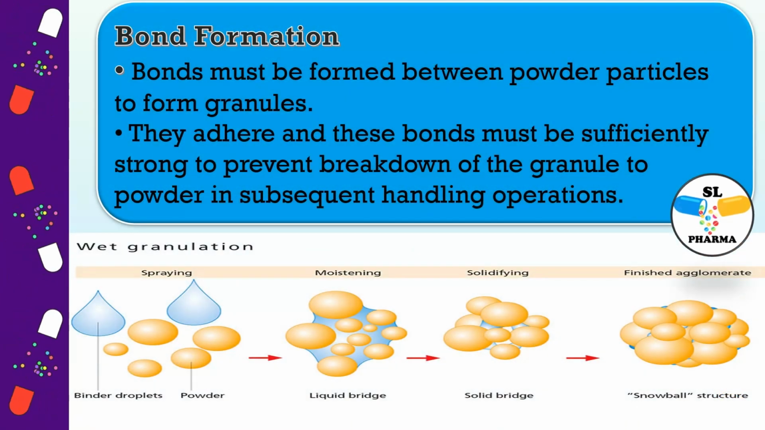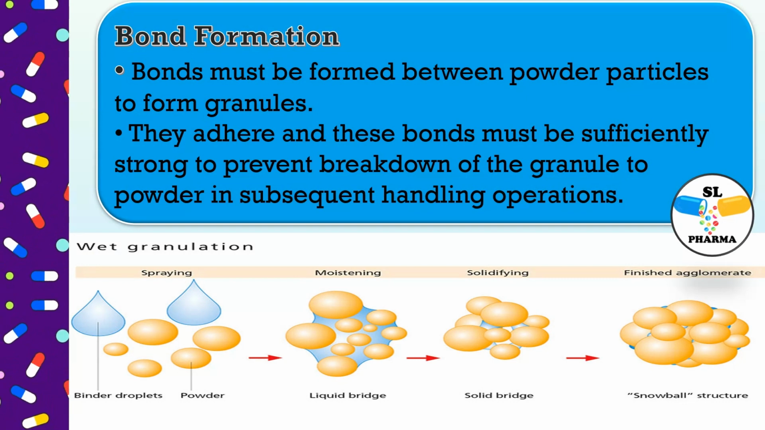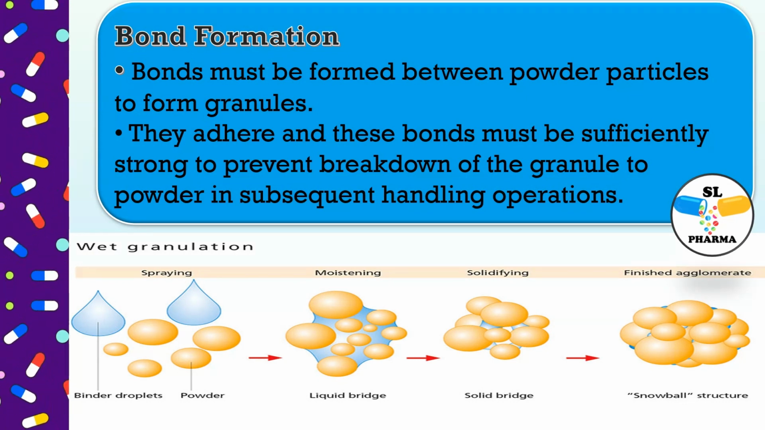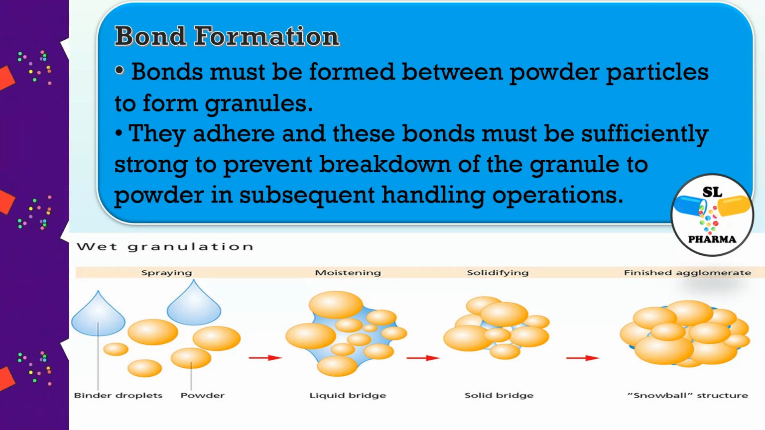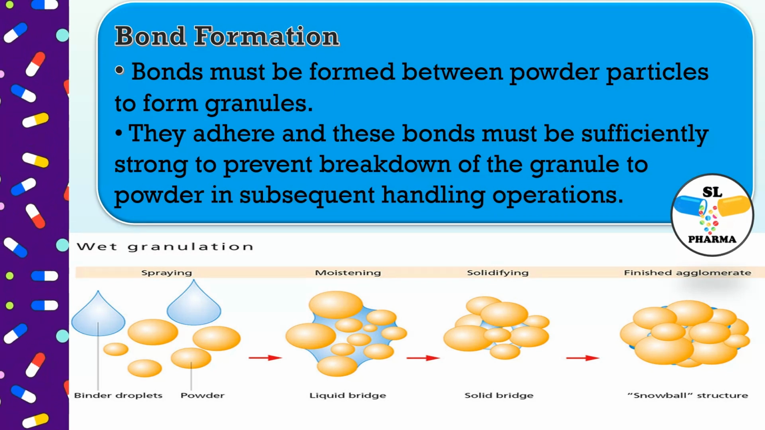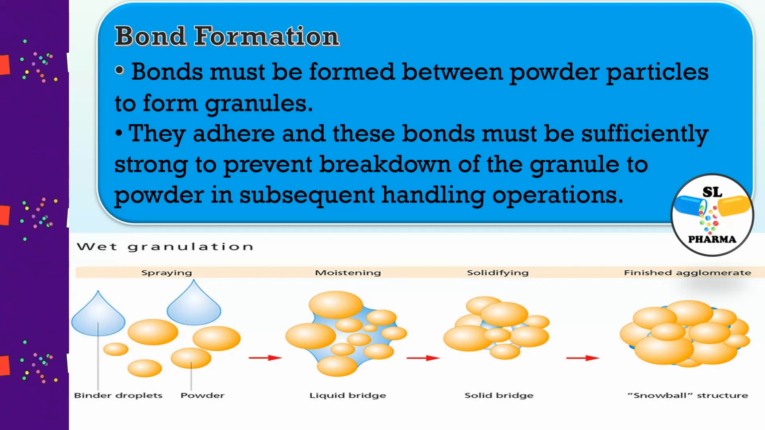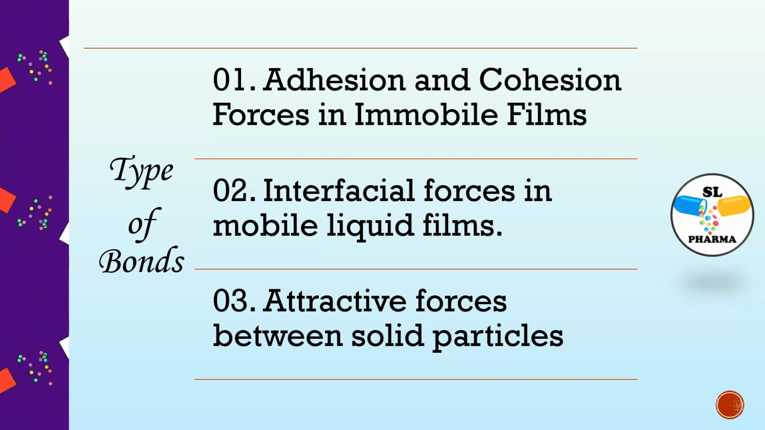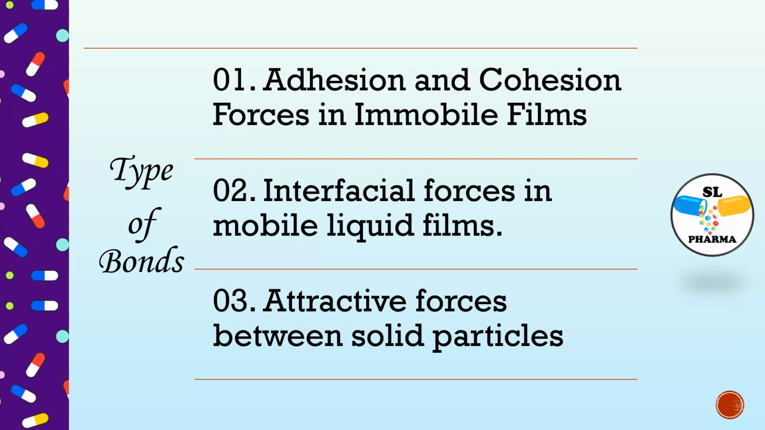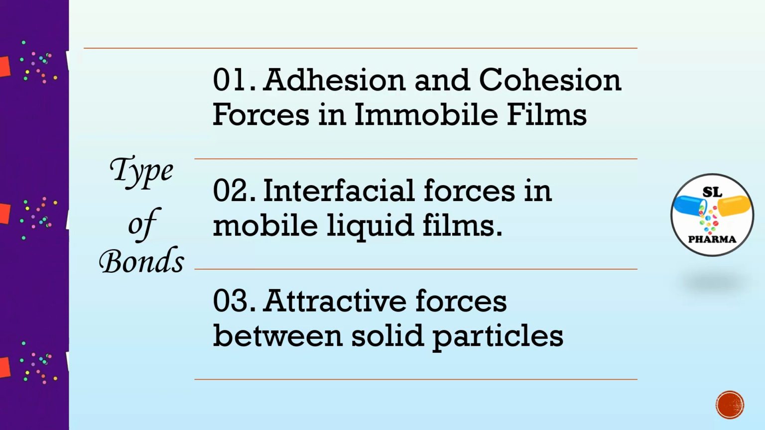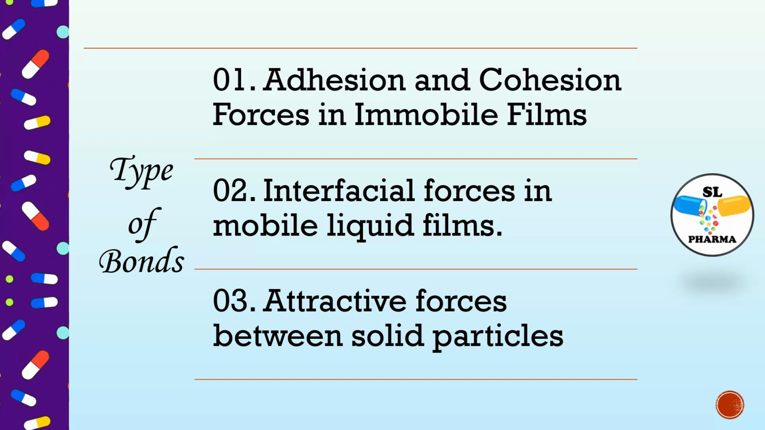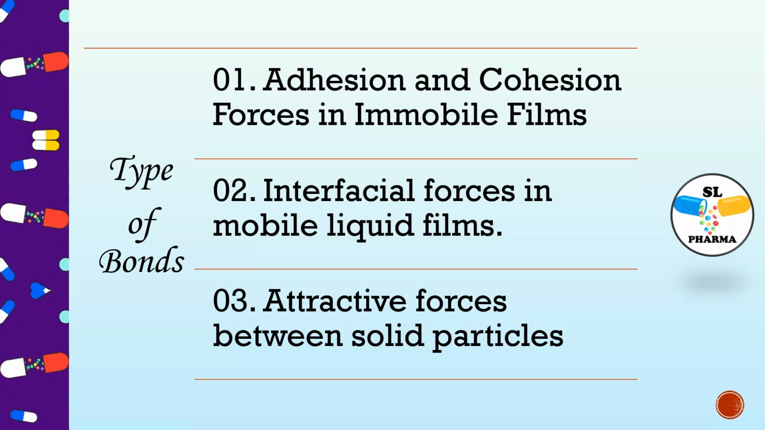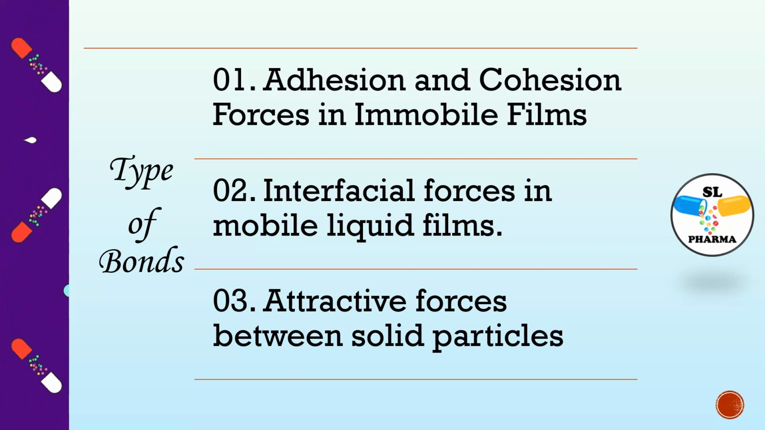Bond formation. Bonds must be formed between powder particles to form granules. They adhere, and these bonds must be sufficiently strong to prevent breakdown of the granule to powder in subsequent handling operations. There are three main types of bonds involved in the formation of granules: adhesion and cohesion forces in immobile films, interfacial forces in mobile liquid films, and attractive forces between solid particles.